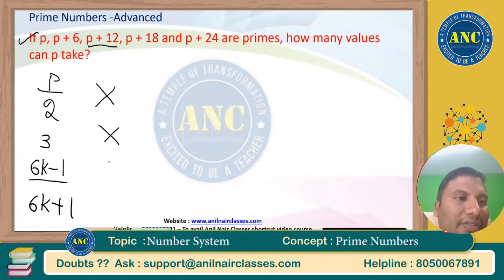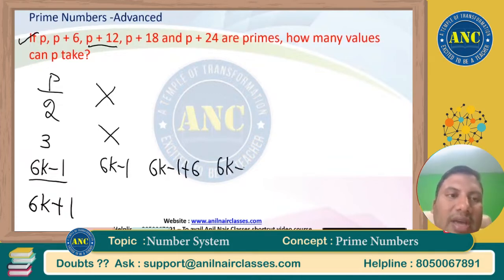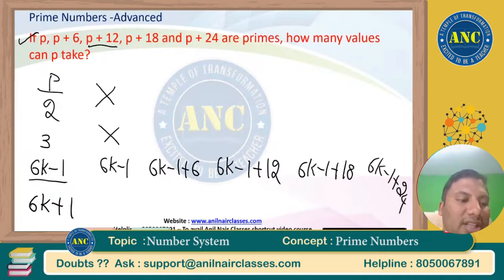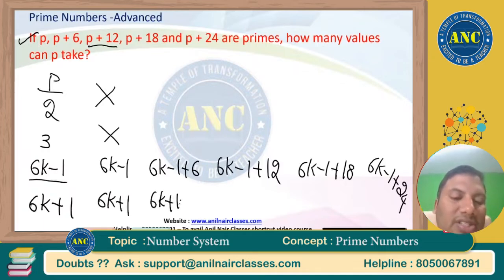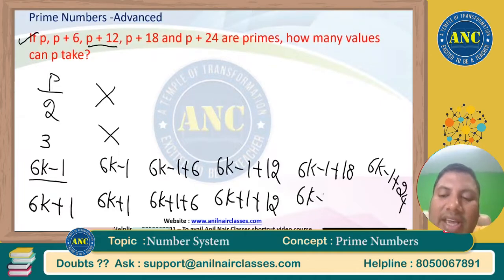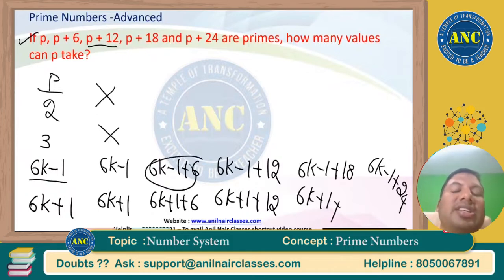So if it is 6k minus 1 and 6k plus 1. These are 6k minus 1, 6k minus 1 plus 6, 6k minus 1 plus 12, 6k minus 1 plus 18, 6k minus 1 plus 24. I hope it is clear. And then 6k plus 1, 6k plus 1 plus 6, 6k plus 1 plus 12, 6k plus 1 plus 18. These are 6k plus 5, which when divided by 6 leaves remainder 1.